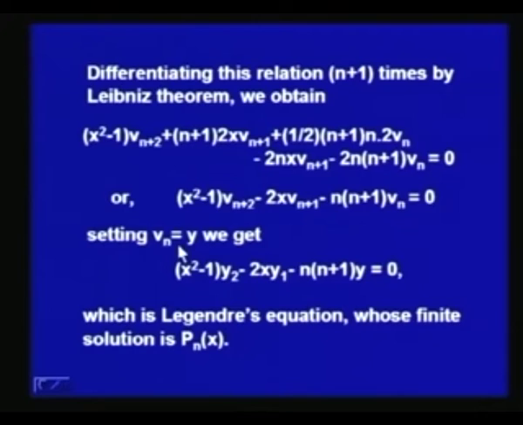If we set here vn, that is the nth derivative of v with respect to x, d^n v over dx^n, as y, then we shall have (x squared minus 1) y2 minus 2x y1 minus n(n plus 1) y equal to 0, which we can see is nothing but the Legendre's equation, whose finite solution we know is given by Pn(x).